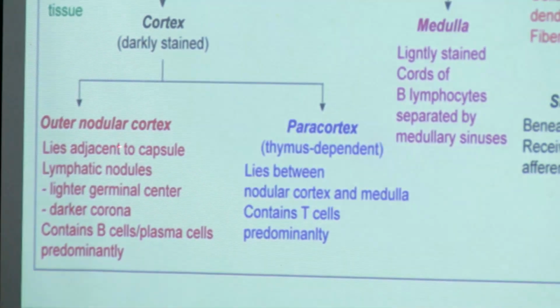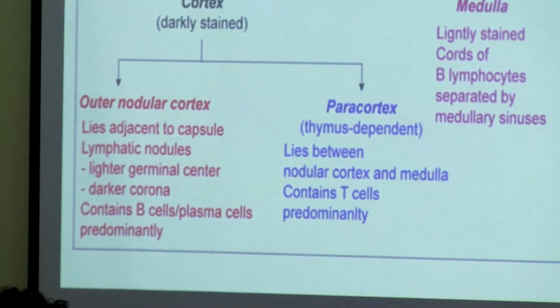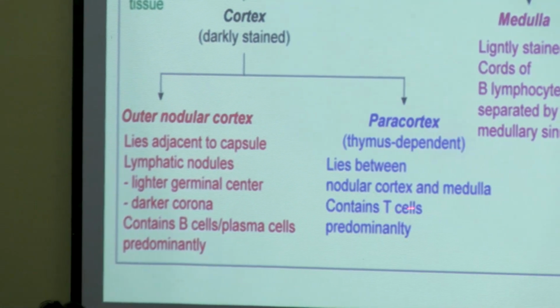Next, the cortex which is in between the cortex and the medulla is called the paracortex, or also called the thymus dependent zone. Okay, here you will not see these lymphatic nodules. Instead of this, you will see only lymphocytes. Which type of lymphocytes? Only T lymphocytes are there.